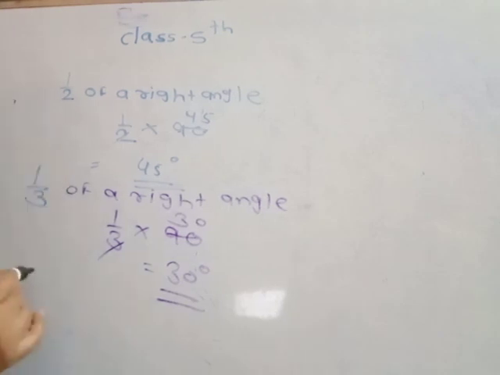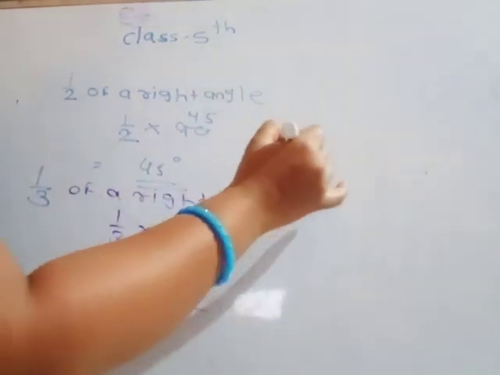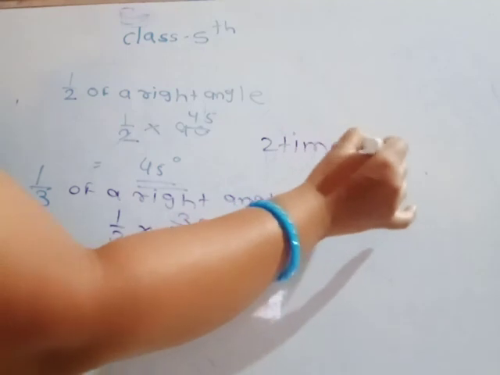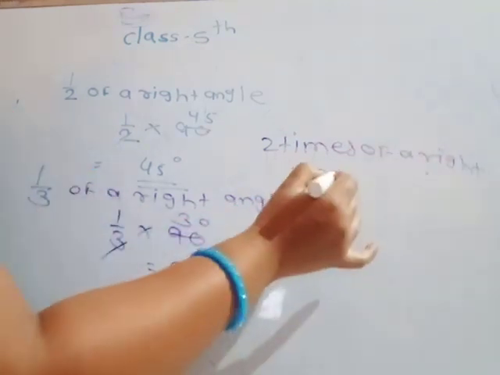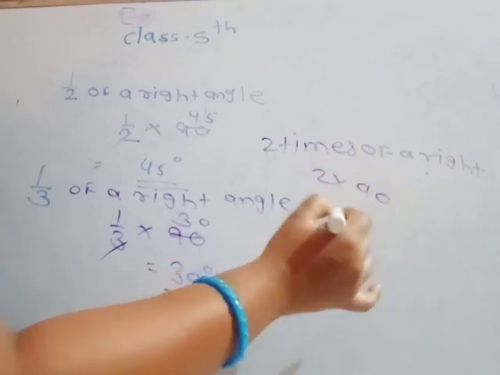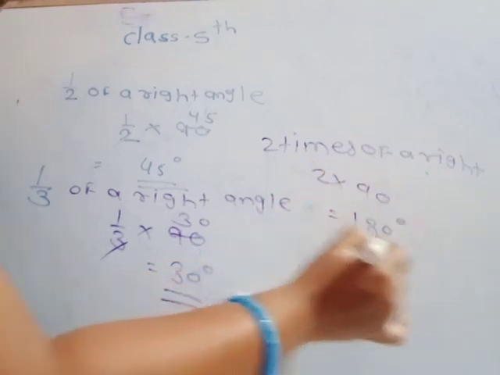Then 2 times a right angle. Right angle is 90 degrees, and 2 times means twice. 2 into 90 is equal to 180 degrees.